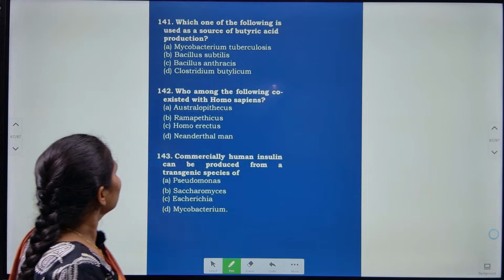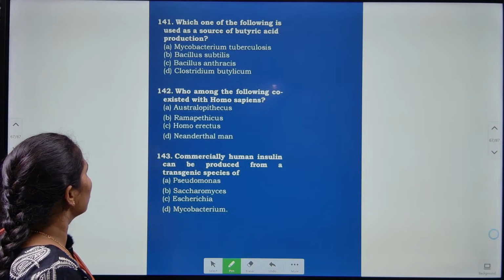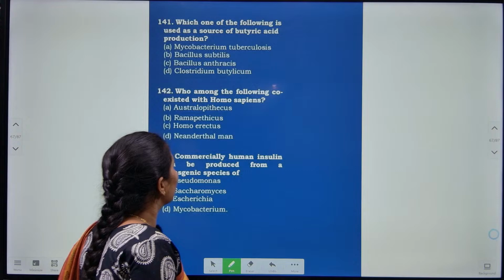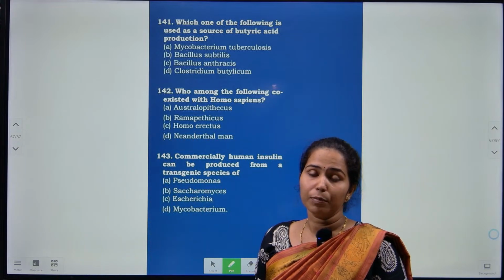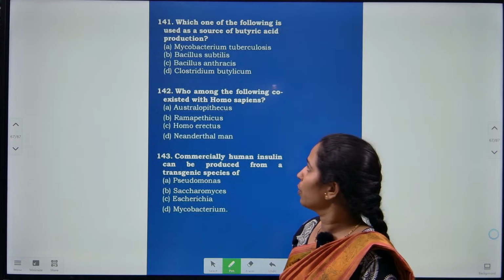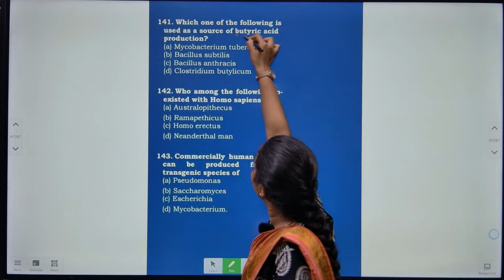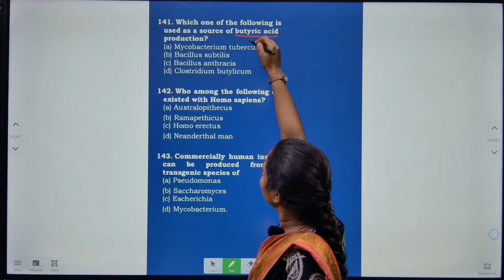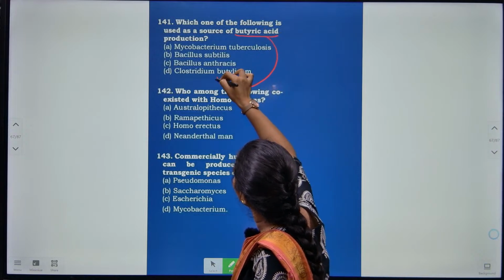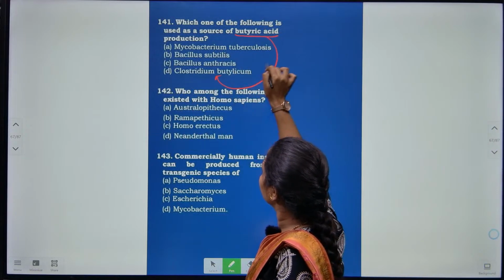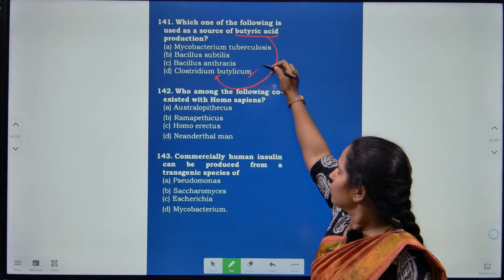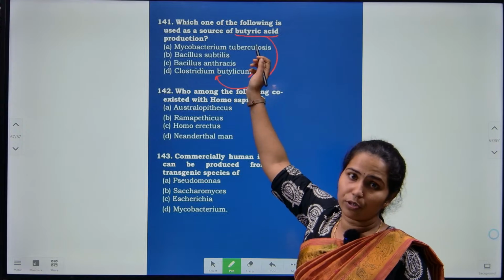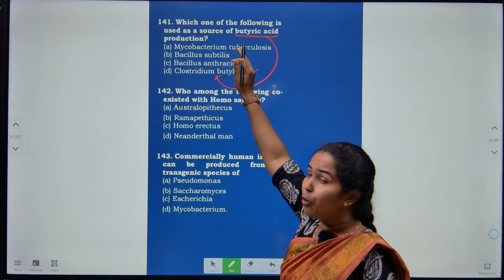Now, which of the following is used as a source of butyric acid for the production of butyric acid? So, name the microorganism which is going to help in the production of butyric acid. Butyric acid is going to be produced from Clostridium butylicum. Okay, it is the bacteria which is going to be used for the production. This is a question which arises from microbes in human welfare.